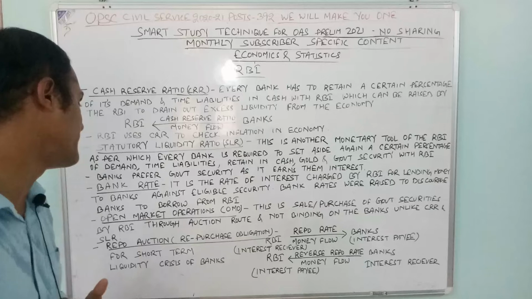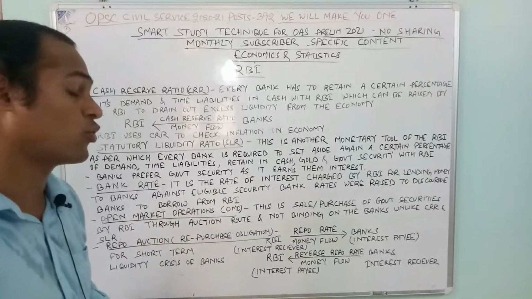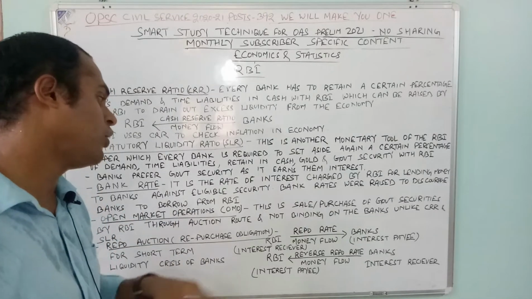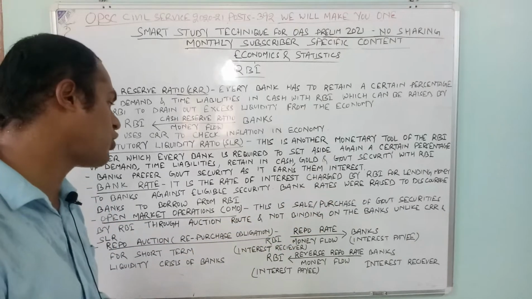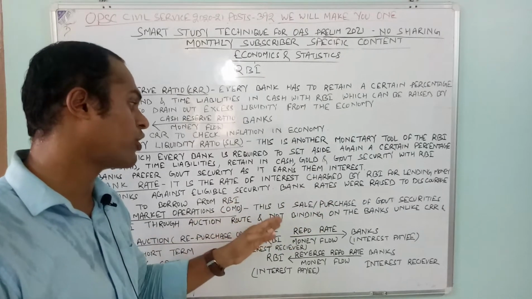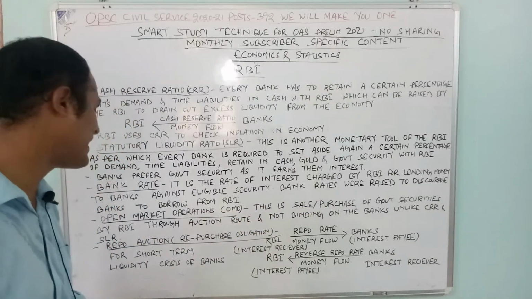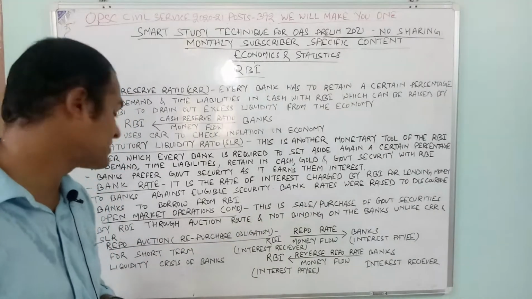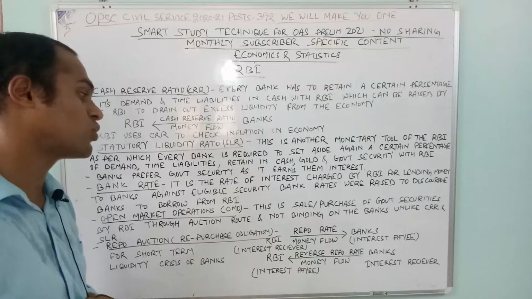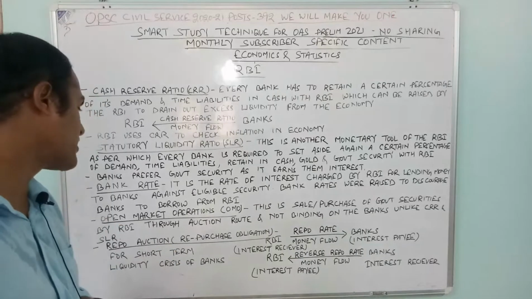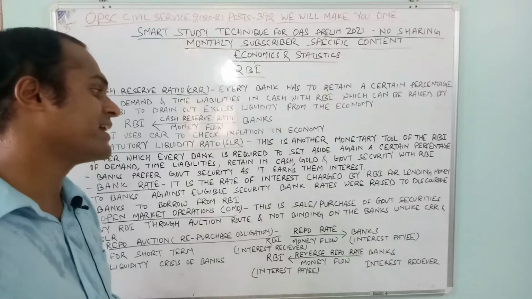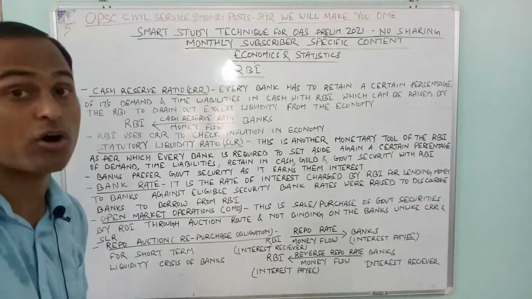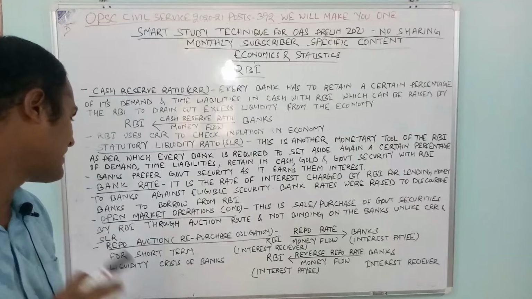That is another instrument. Open market operation, OMO. What is OMO? This is the sale and purchase of government securities by RBI through the auction route and it is not binding on banks, unlike CRR and SLR. Open market operation is the sale and purchase of government securities by RBI through the auction route, not binding on the banks unlike CRR or SLR. Hope the thing is clear.